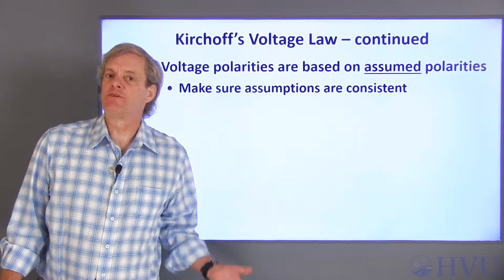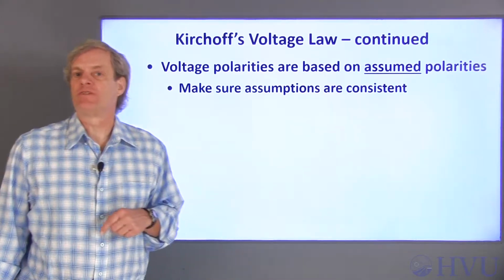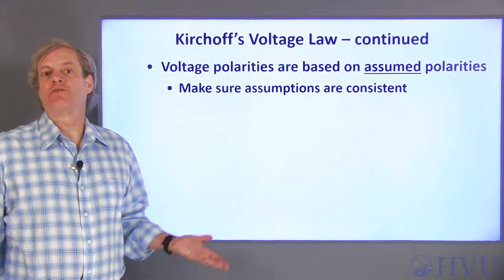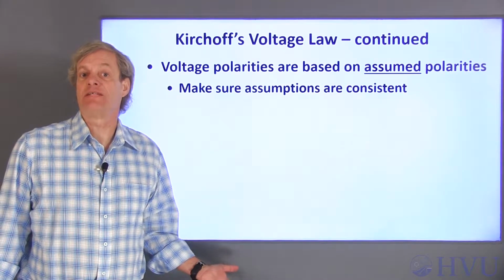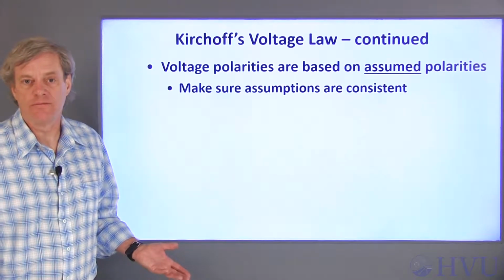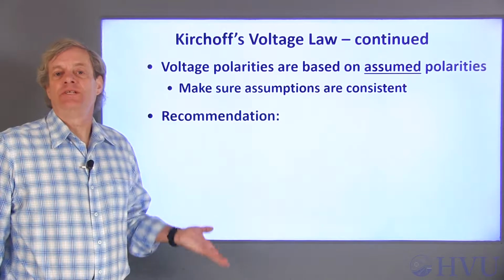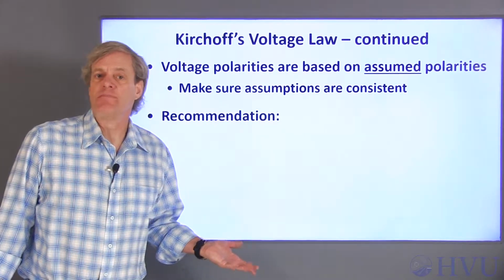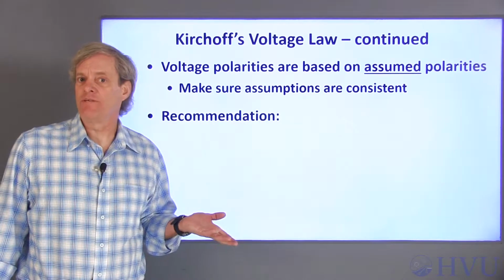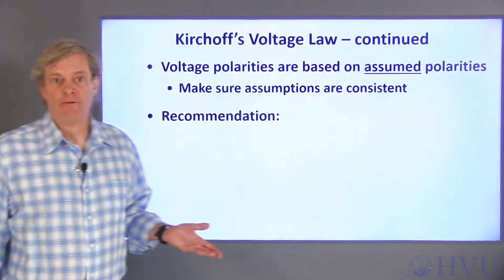KVL applies to differences in the assumed voltages around a closed loop. In order to make sure that things work out right, you need to make sure you're consistent about your assumed polarities and the signs that you assign to the voltages when you write your KVL equations. In order to make sure you're consistent, I have a recommended approach to dealing with the signs of the voltage differences. You don't necessarily have to follow this recommendation, but it does seem to help people keep their sign consistent.